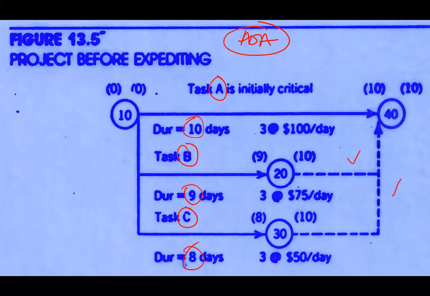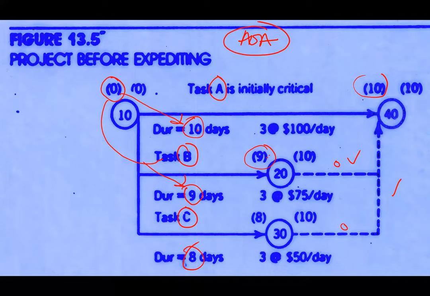If I solve this network diagram, I start with 0, and 0 plus 10 equals 10. That would be one answer. But how about B? B is here. 0 plus 9 equals 9. And 9 plus 0, this is what we call dummy number 1 and dummy number 2.